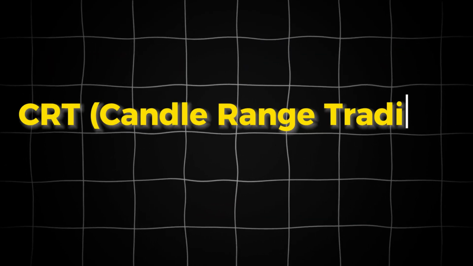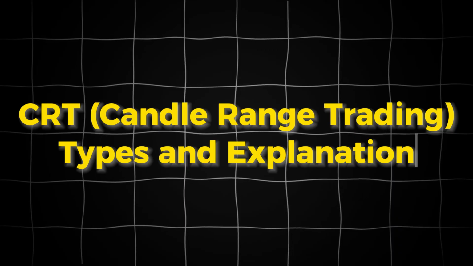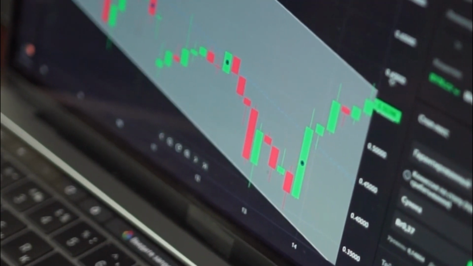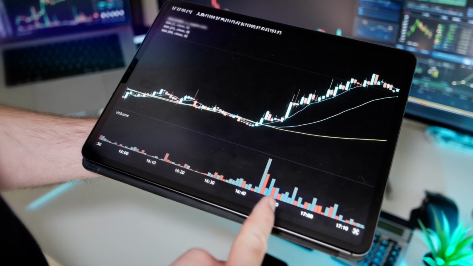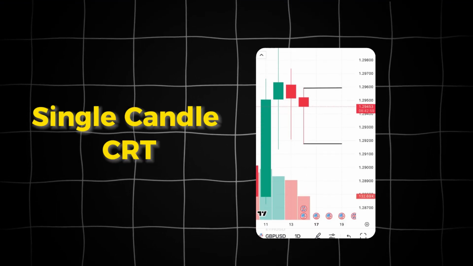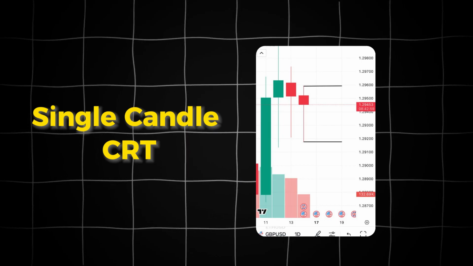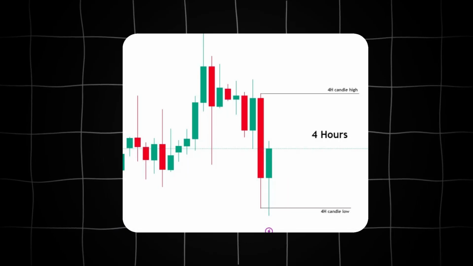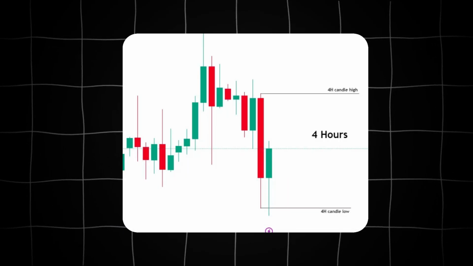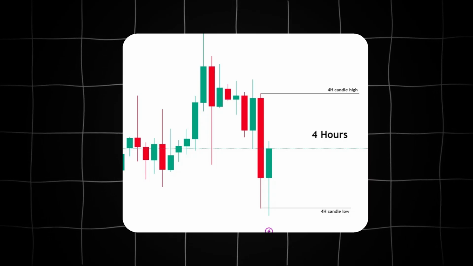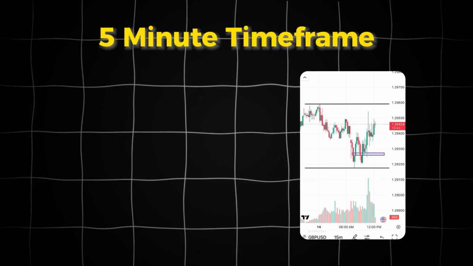CRT, candle range trading. Types and explanation. CRT is a trading strategy that focuses on using the range of specific candles to identify key levels for trading. There are 3 main types of CRT. Single candle CRT. In this type, we focus on one candle and use its range as the basis for trading. If we take a 4-hour candle as our range, we wait for the price to break the high or low of that candle on a smaller time frame, like 5 minutes.